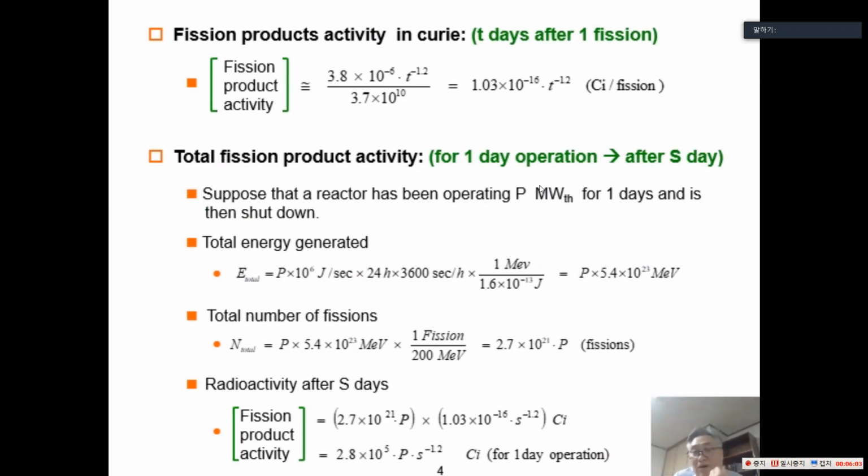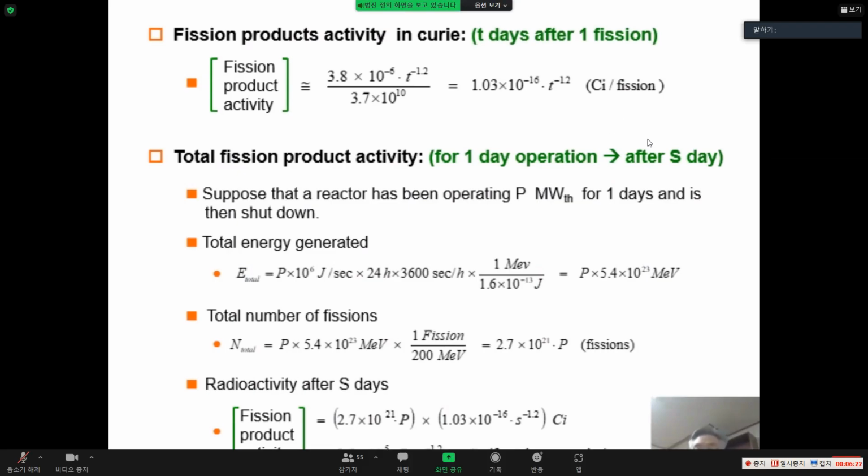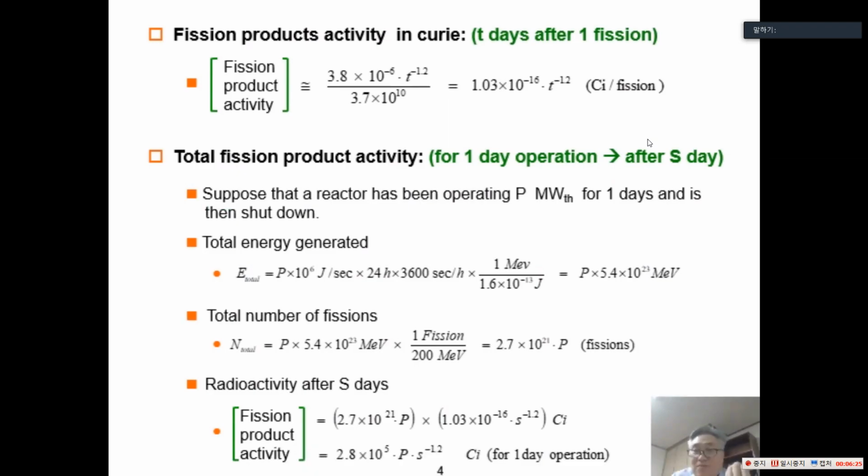And when we convert thermal power into electricity, we have to multiply by the efficiency. Normally nuclear power plant efficiency is about 30%. So the thermal power is normally 3 times higher than electric power. When we calculate how many nuclear fissions occur, we have to know the thermal power. So we use megawatt thermal. So P megawatt thermal, we have to understand this notation.